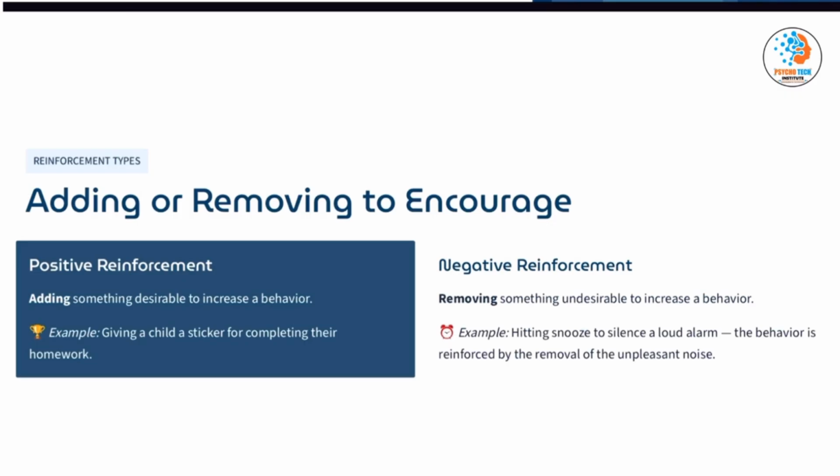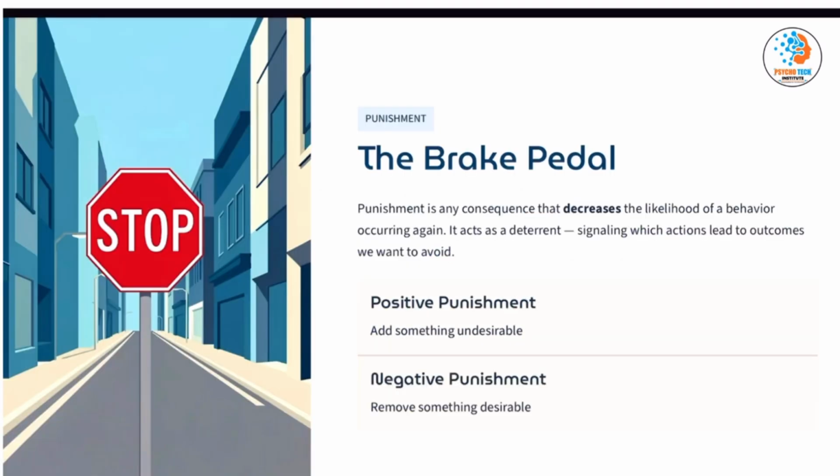Positive reinforcement means adding something desirable to encourage a behavior. For example, giving a child a reward for completing homework. Negative reinforcement means removing something unpleasant to encourage a behavior. For example, turning off a loud alarm after waking up. The removal of the unpleasant sound reinforces the action.